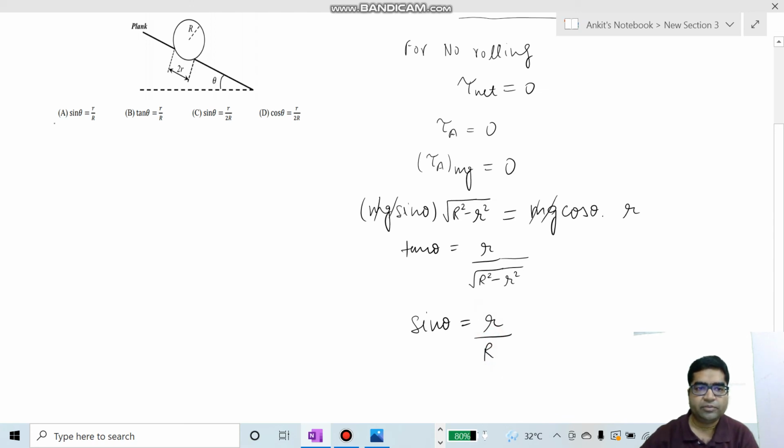So we have this as option A. So our answer will be sin theta equal to small r by capital R.